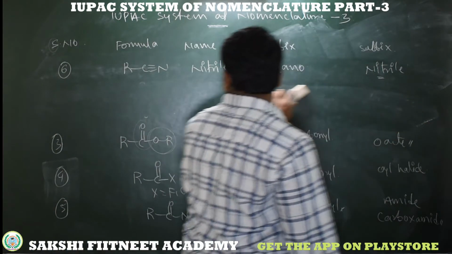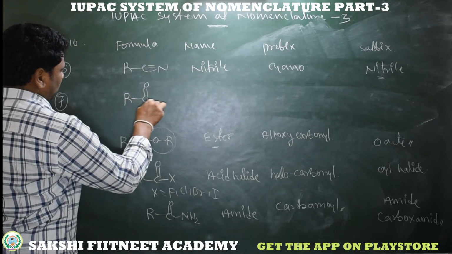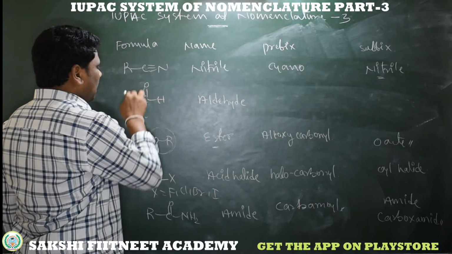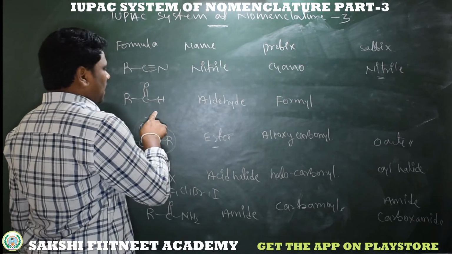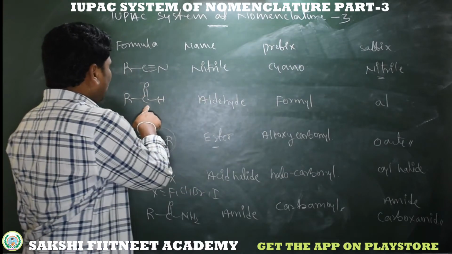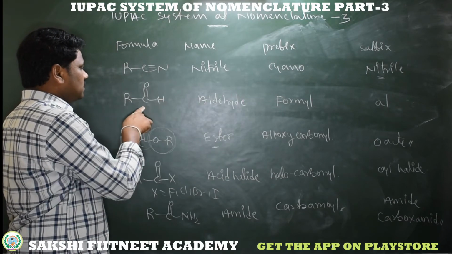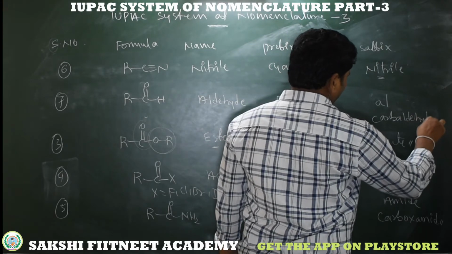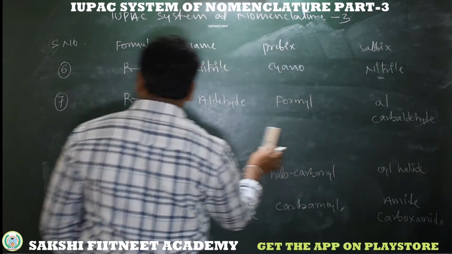Next, the seventh priority group, that is aldehyde, RC double bond OH. The name is aldehyde. If the aldehyde is a prefix, it's formyl. If the aldehyde is a suffix, you can write al. When this carbon is included in the parent chain, then you should write al. If you want to write a suffix including this carbon, it becomes carbaldehyde.